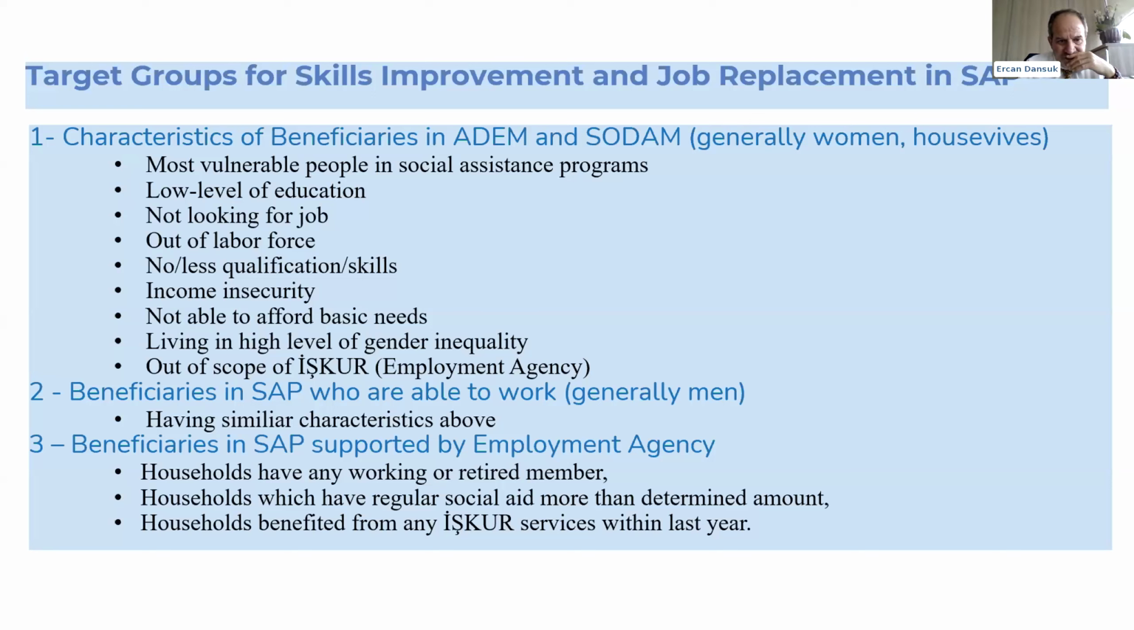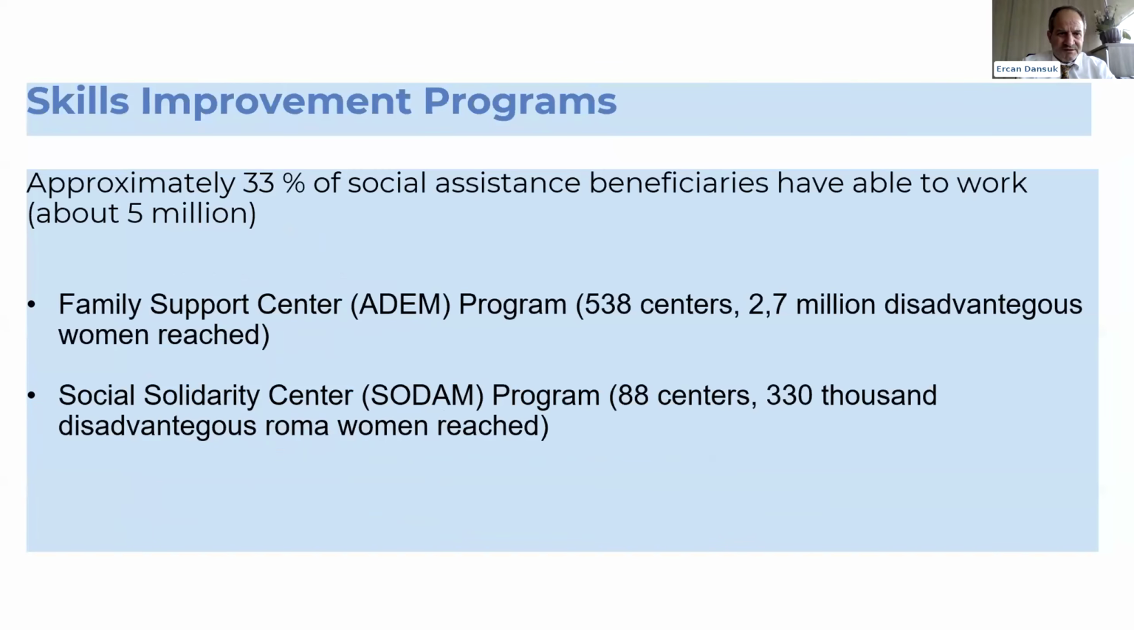The second group is generally men, especially those who are our beneficiaries in the social assistance system, but couldn't find a job and couldn't find income. And the third one is a new program run by the Turkish Employment Agency. There is a program for these people called the Household Support System. Let's go to the next slide, please.